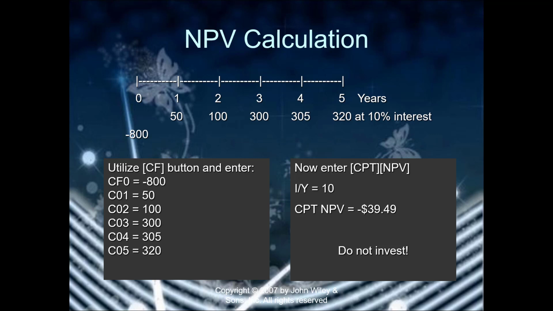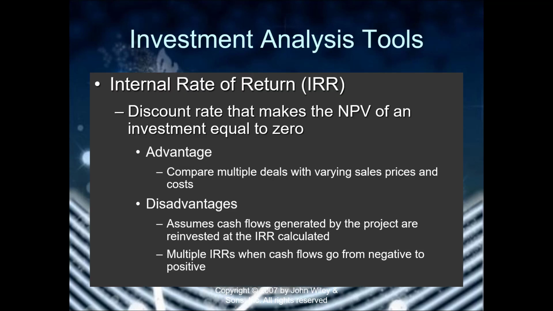Okay, now don't erase your calculators. Leave that information there. Leave your app open. All right. So now we're going to jump ahead to the next one that I mentioned a moment ago, this internal rate of return. Okay, it's a discount rate that makes the net present value of an investment equal to 0. Okay. So we're going to get rid of that net present value calculation, and this way we're able to compare multiple deals with varying sales prices and cost.